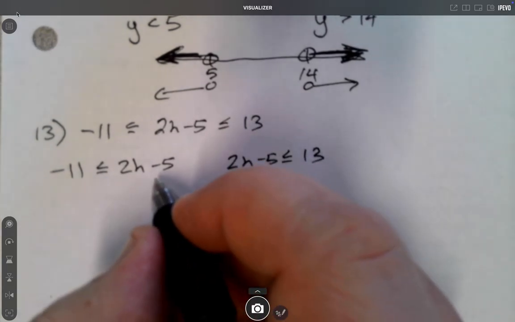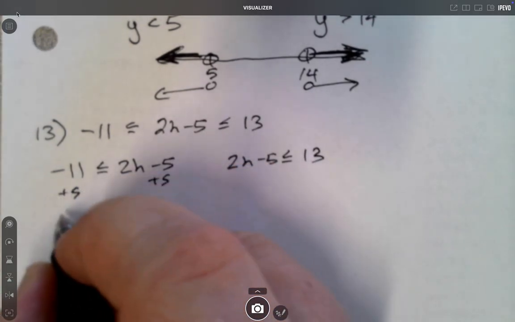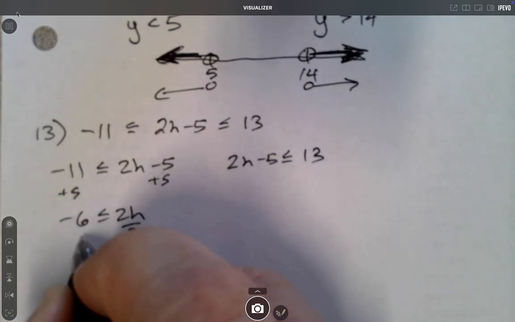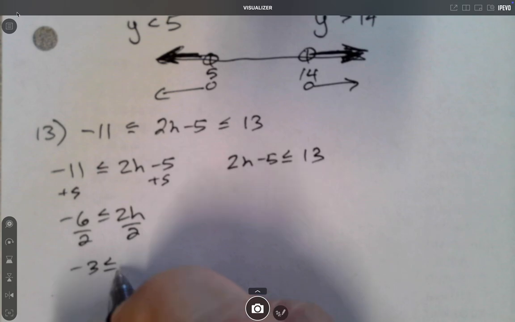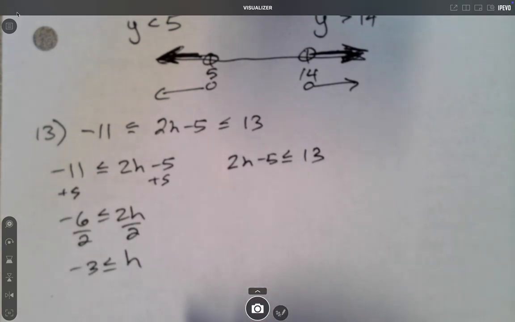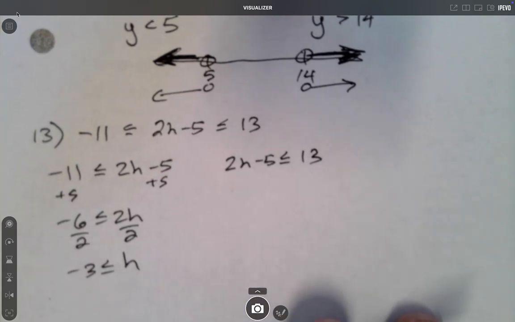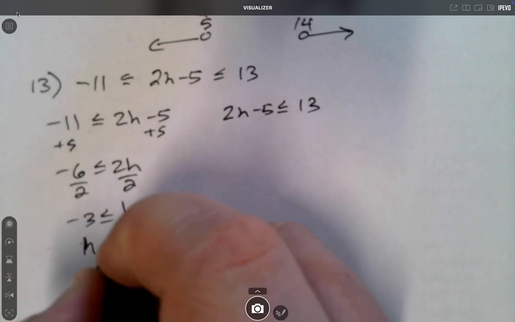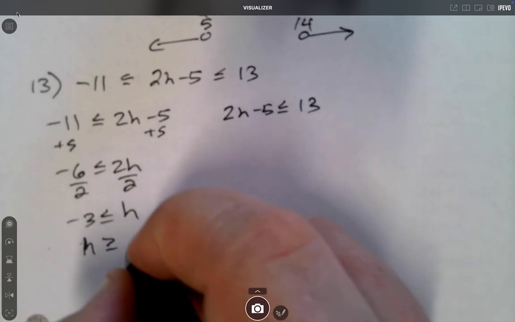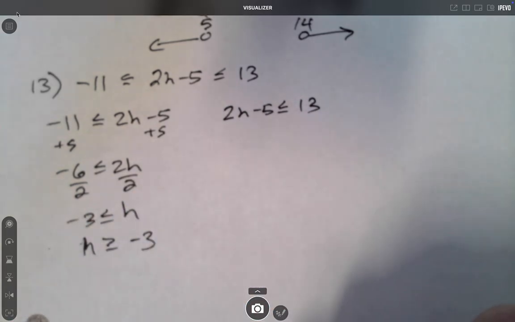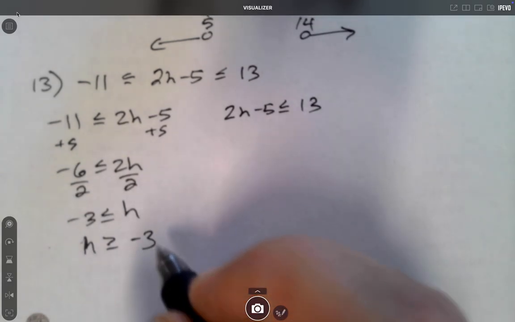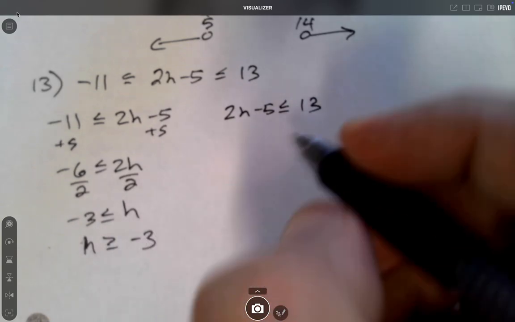Okay, so we need to add 5 to both sides, giving me -6 is less than or equal to 2h. Divide both sides by 2, I get -3 is less than or equal to h. Now this answer is completely correct written the way it is, but it'll be easier to graph if I put the variable on the left, so I'll flip it so it says h is greater than or equal to -3. So if they're just asking you to solve, this answer is just as good as that answer, but it's easier to graph when the variable's on the left.